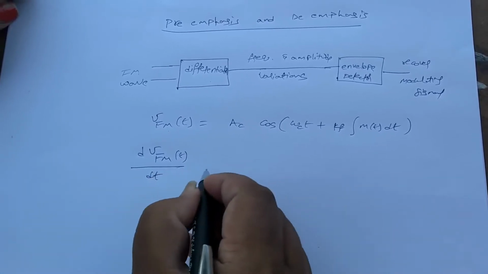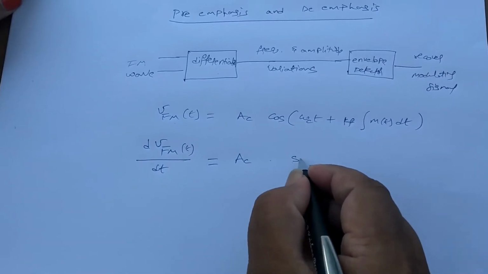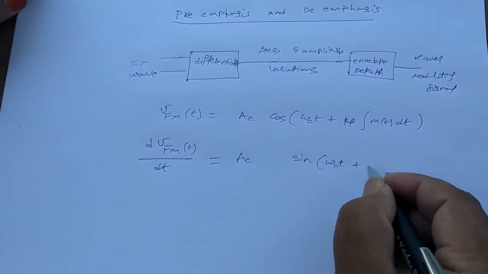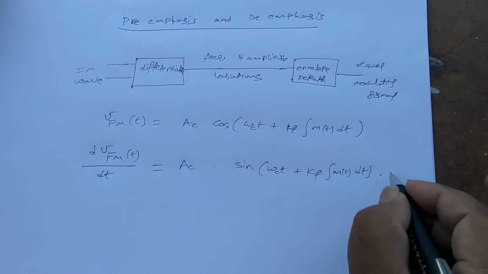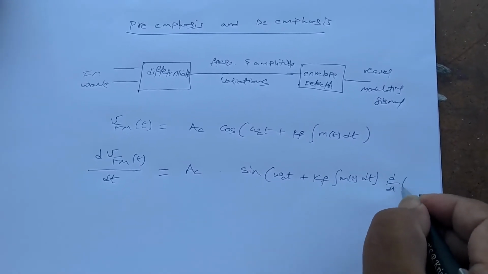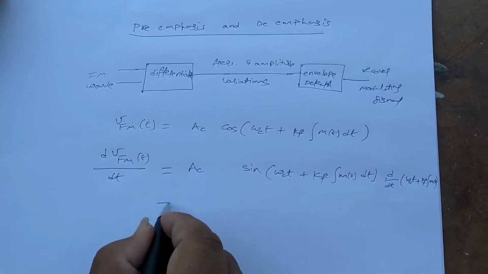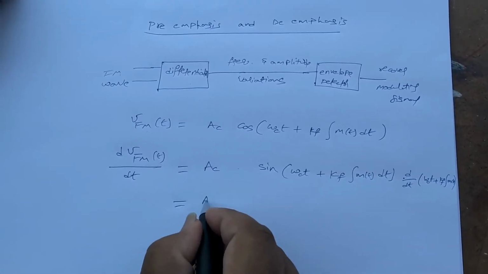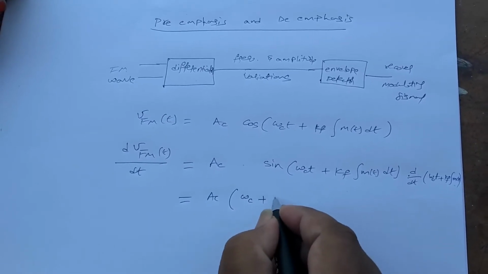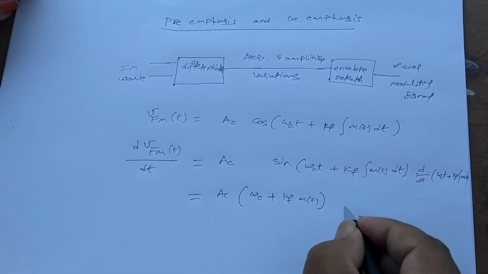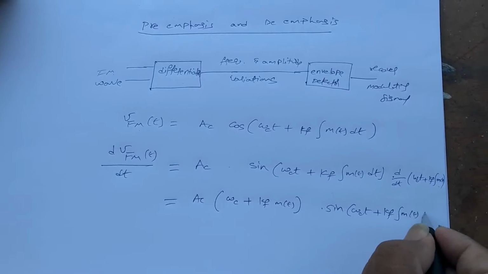If you take the differentiation of this signal, it is A_c times sine of (ω_c t + k_f ∫ m(t) dt), multiplied by the differentiation of the argument, d/dt of (ω_c t + k_f ∫ m(t) dt). So finally dV_FM(t)/dt is A_c times the differentiation of this argument, which is nothing but (ω_c + k_f m(t)), into sine of (ω_c t + k_f ∫ m(t) dt).